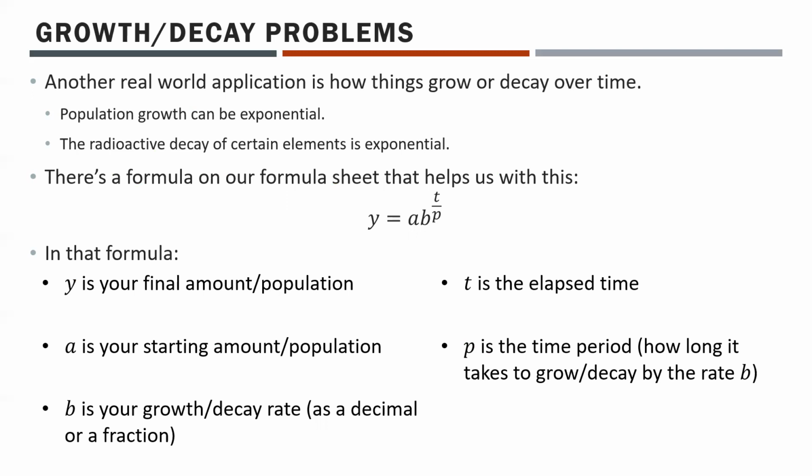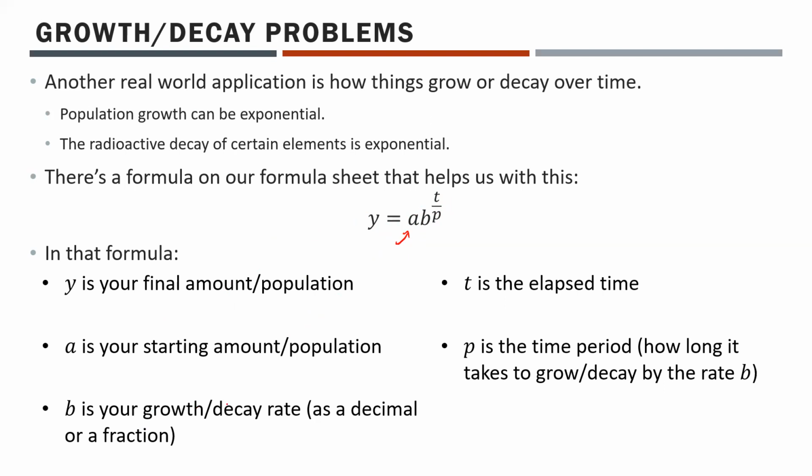There is a formula on our formula sheet, lucky you guys, that actually helps us with this. Straight from your formula sheet, it says y equals a times b to the power of t over p. It is unfortunately your job to understand what each of these letters mean. But if we break it down from what we know, it shouldn't be too terribly bad. Y is your final amount or population. A is your starting amount, right? When we were first learning about exponential functions at the start of this chapter, I do believe we were talking about how a in an exponential function is your y-intercept. That's your starting amount, right?